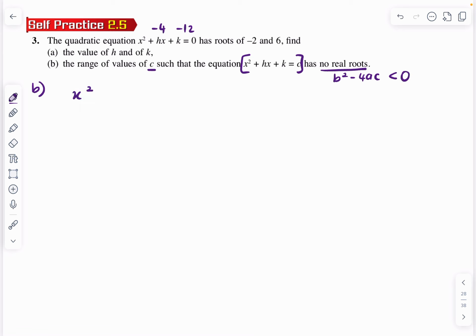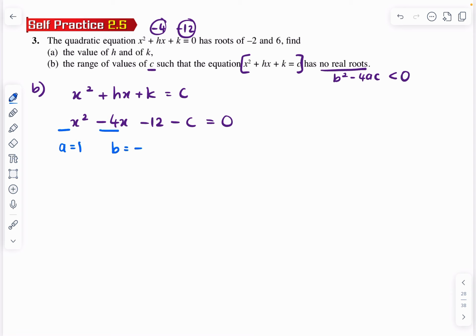Okay, so let's write this equation. X squared plus hx plus k equals to c. Let's sub the h and k value since we already found it. x squared minus 4x minus 12 minus c equals to 0. So from here, our a is 1, our b is -4, and our c is this whole thing, -12 minus c. So we just put this in the equation, b square minus 4ac less than 0.